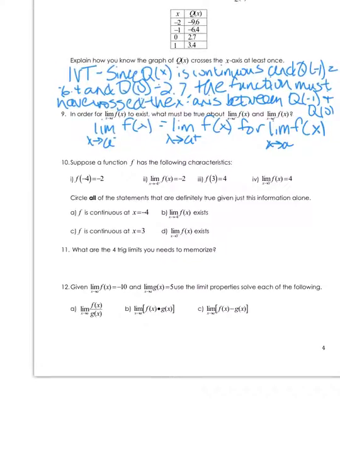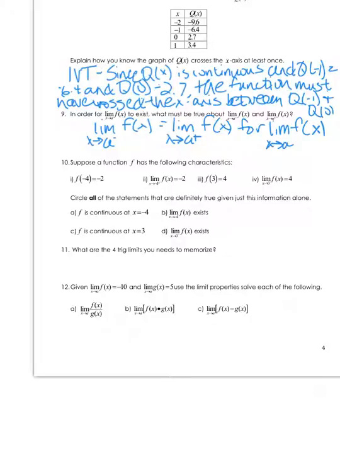Sorry. Okay. Number 10. Suppose a function f has the following characteristics. Okay, they tell us that f of negative 4 is equal to negative 2. They tell us the limit as x approaches 4 from the right is negative 2. They tell us that f of 3 is 4. And the limit as x approaches 3 is 4. Okay, circle all of the statements that are definitely true, just given this information.